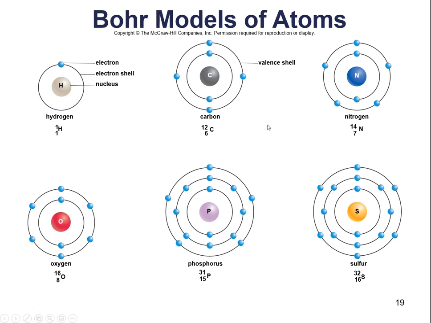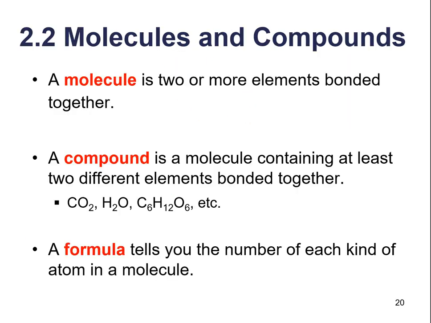I'm not going to ask you to draw these yourself or anything like that, but if you saw these, we should be able to determine how many valence electrons it has and basically what number it's trying to get to. Okay, so for carbon, how many? It has 4 electrons in its valence shell. All right. Okay, so moving on.